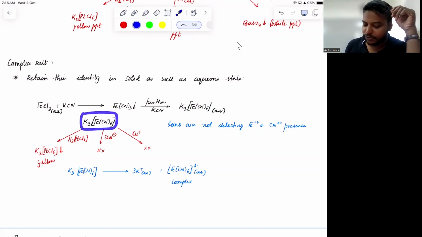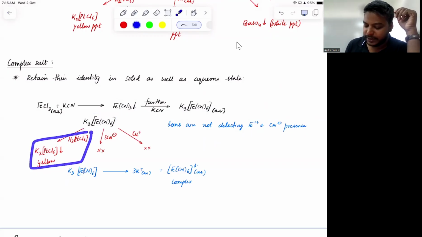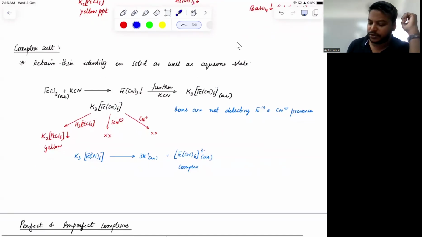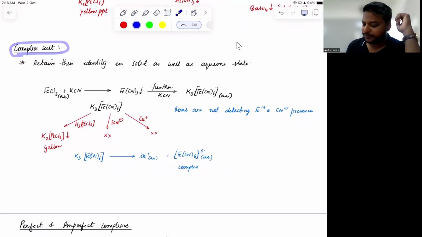So if we add this to the solution, platinic acid will give you the confirmation for potassium. But to identify Fe3+, if I try to use SCN, I won't get any precipitate. Neither if I use copper will I get anything for the presence of cyanides. Therefore, we can say that these ions present in the bracket can't be detected as separate ions. Such kinds of salts we call complex salts.